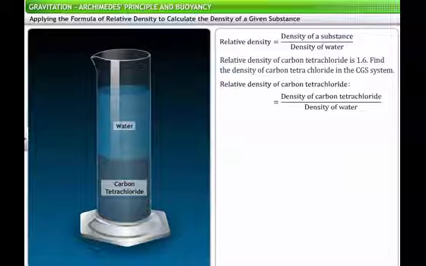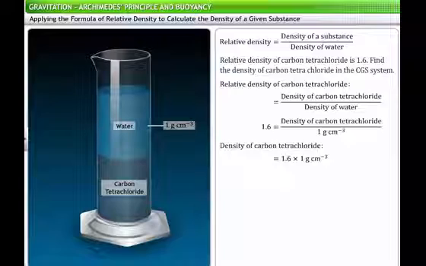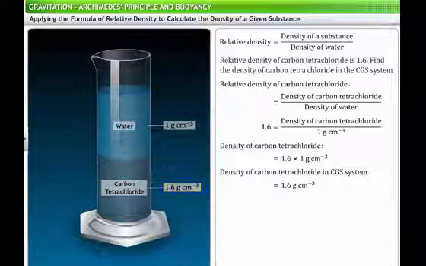Relative density of carbon tetrachloride is equal to density of carbon tetrachloride divided by density of water. 1.6 is equal to density of carbon tetrachloride divided by 1 gram per cubic centimeter. Density of carbon tetrachloride is equal to 1.6 into 1 gram per cubic centimeter. Therefore, the density of carbon tetrachloride in CGS system is equal to 1.6 gram per cubic centimeter.